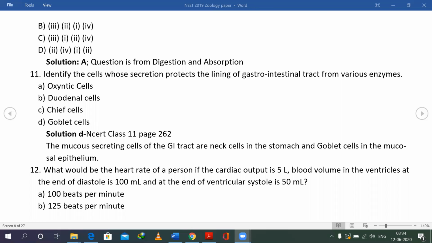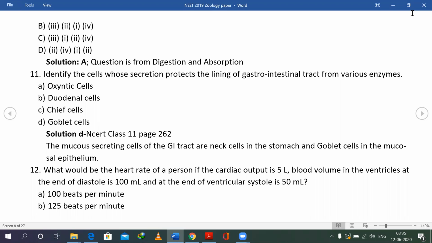So welcome back again. We are into discussing the 2019 NEET paper. We have seen the first 10 questions in the first part of the discussion. And in the second part, we'll continue the discussion starting with question number 11.